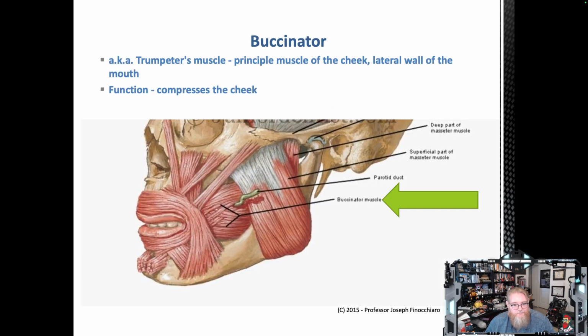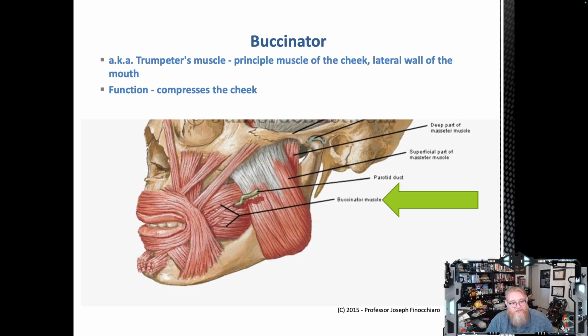Muscles of the cheek. You have the buccinator. I've heard it also said buccinator. I call it the buccinator. It is known as the trumpeter's muscle, the principal muscle of the cheek, lateral wall of the mouth. Its function is to compress the cheek.